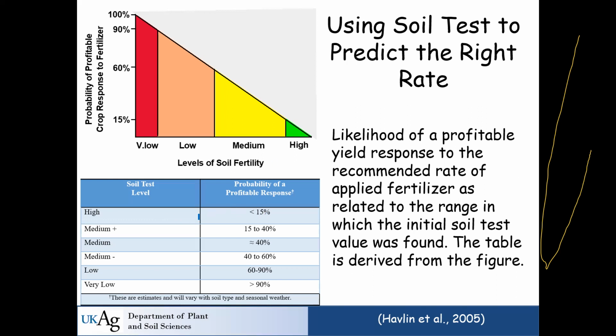It's not zero. If you like to gamble, and some people do, you can apply fertilizer when the soil test level is high and go for this 15% probability of a profitable response. You're not likely to win, but you might. At the high end of the medium range, down in here, you're around 40%. Medium minus is where the break-even point is. You've got about a 50-50 chance in here. And then at low and very low, you have a significantly better probability of a profitable yield response with your crop to that soil test level.